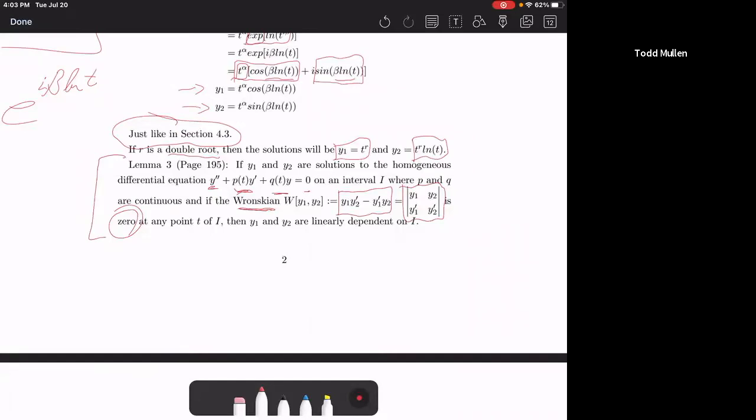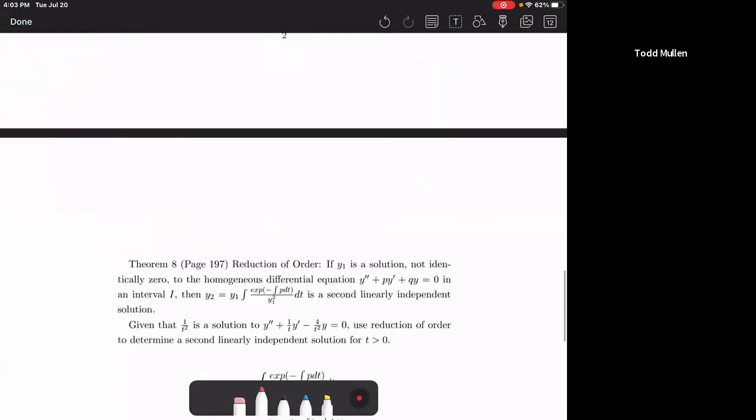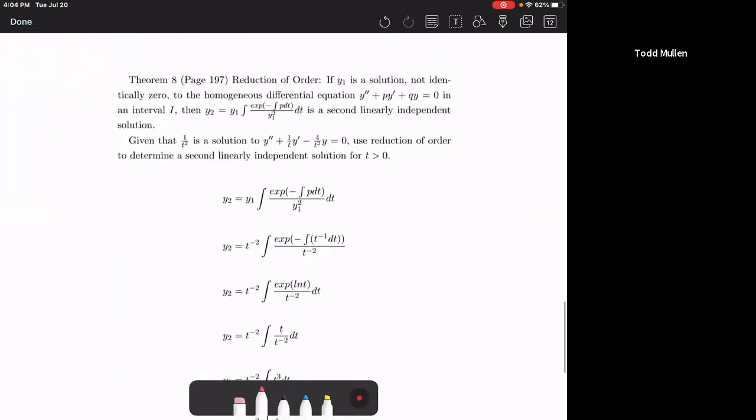Now, the importance of that is we were asked to find linearly independent solutions in the previous examples. So if they were to fail this test, then they would be linearly dependent and thus not solutions we're looking for. And now theorem 8, this is what's going to lead us into our next example.